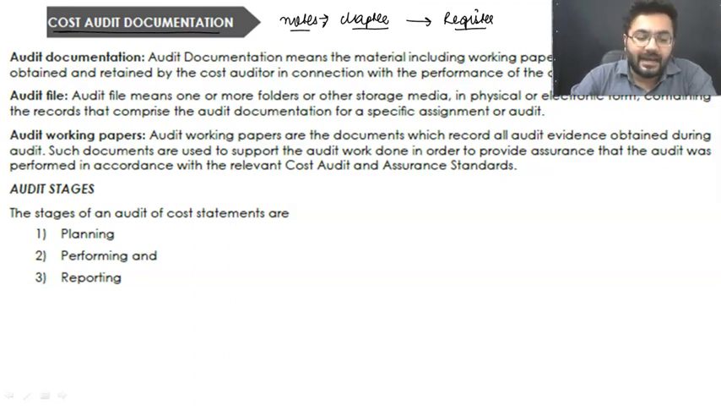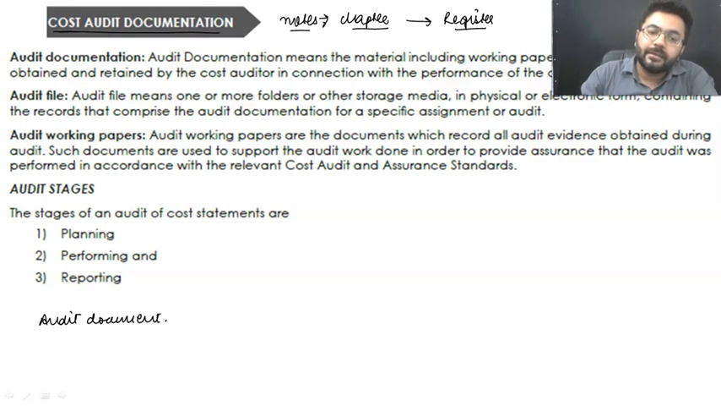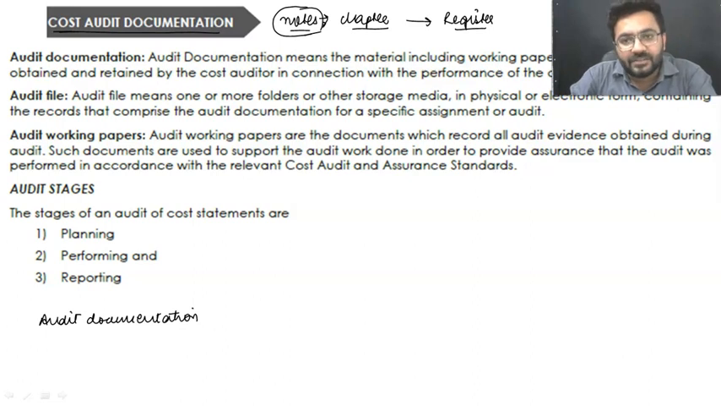Just like that, there is a very wide term named audit documentation, which covers the various kinds of working papers. In your notes there are going to be illustrations, questions, theoretical notes and examples. So over here, audit documentation means the various kinds of papers which are prepared by the cost auditor when he is performing his audit.